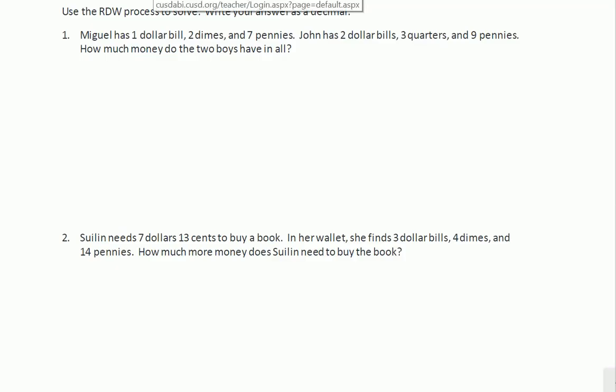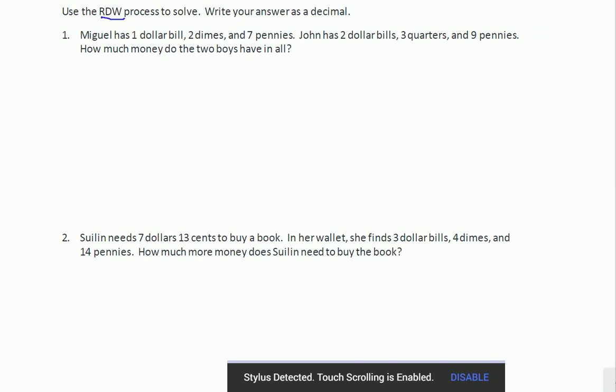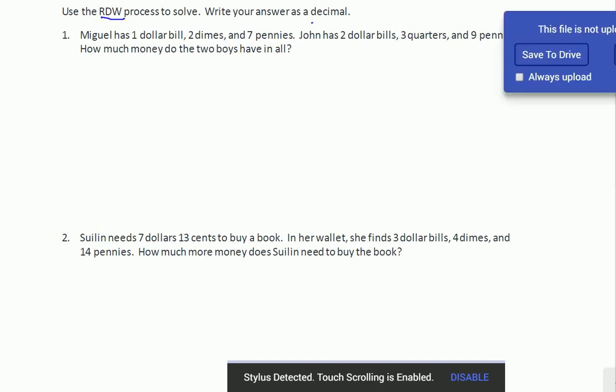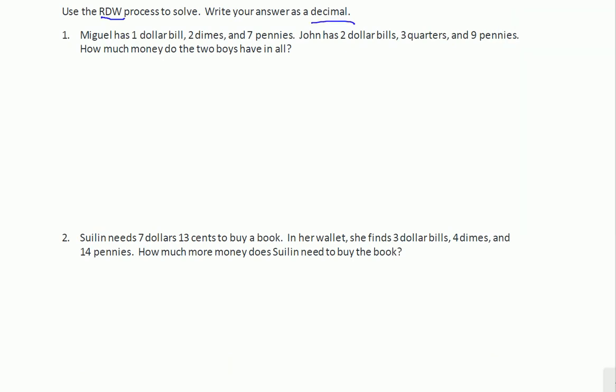Okay, so number one. For all of these, we are going to be using the RDW process, which stands for read, draw, and write. And write your answer as a decimal. So Miguel has $1, 2 dimes, and 7 pennies. That's what old Miggy's got. And John's got $2, 3 quarters, and 9 pennies. How much do they have in all?